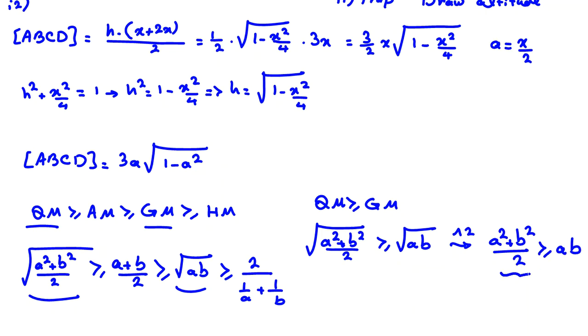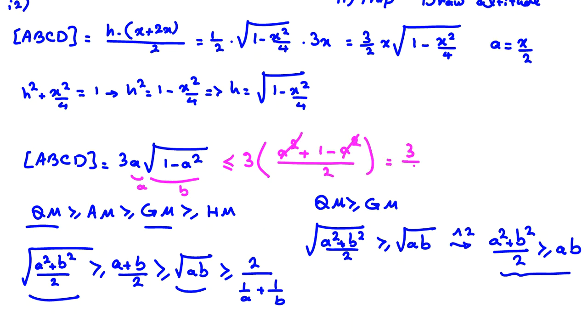Now I want to use this here. A times this, I consider here a, ab, is less than or equal to 3 times, 3 is because of this, a squared plus b squared over 2. This is a squared plus this one squared, which is 1 minus a squared, over 2. We can cancel these two things, so it will be 3 over 2.